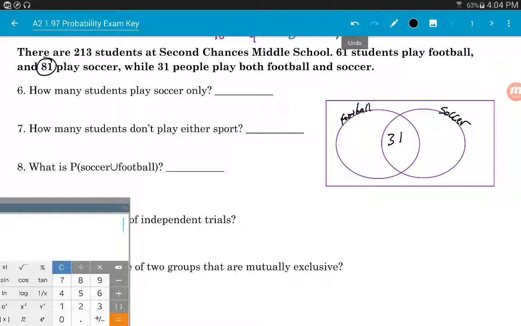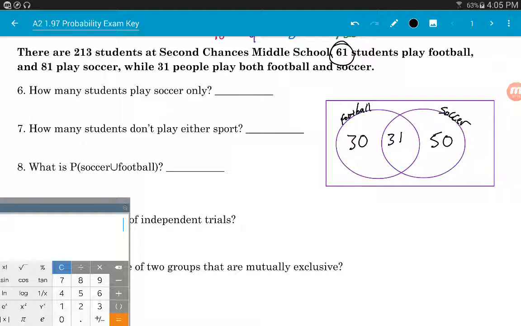Now if 81 play soccer, and there's already 31 here, 81 minus 31 equals 50. Now this adds up to 81 soccer players. So I'm good. I know I'm correct. 61 students play football, but there are 31 of them already here. 61 minus 31 is 30.